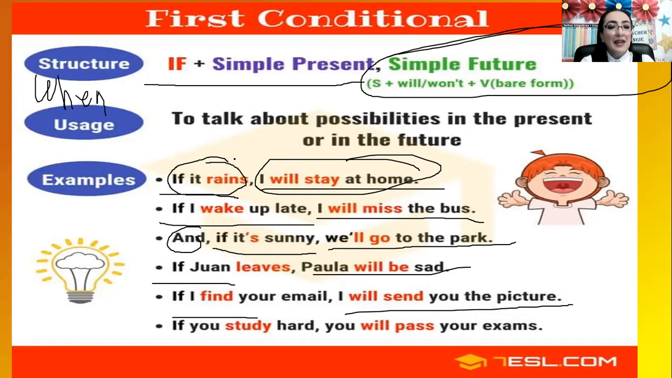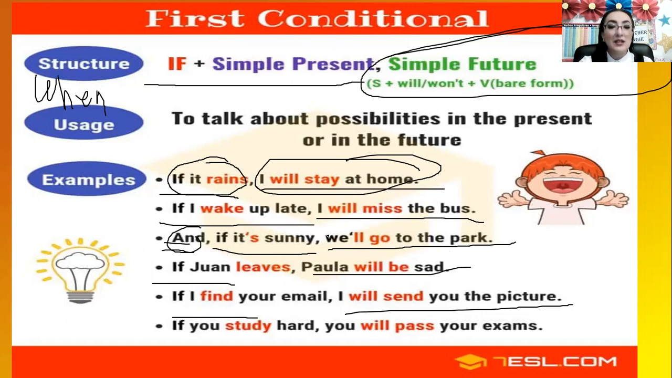When I wake up late, I will miss the bus. No, that doesn't sound well. Okay, so I will miss the bus if I wake up late. We'll go to the park and we can use "and." We'll go to the park if it is sunny. We don't need to say goodbye to the connector, only to be fixing and ordering the sentences.